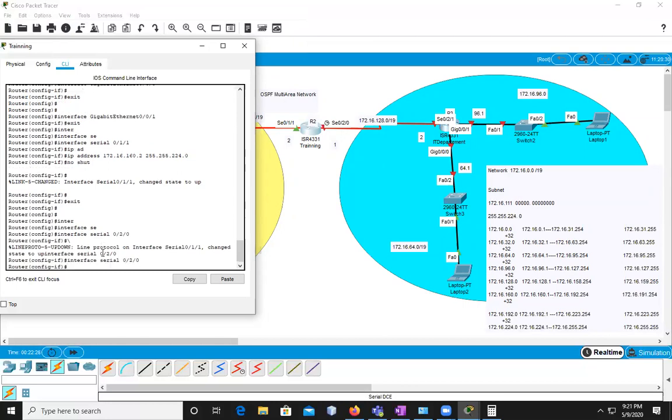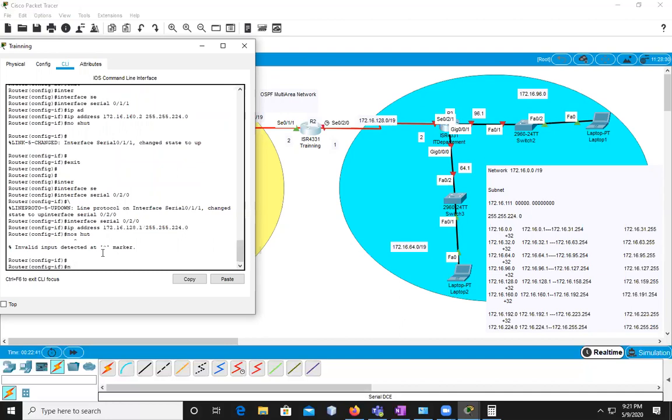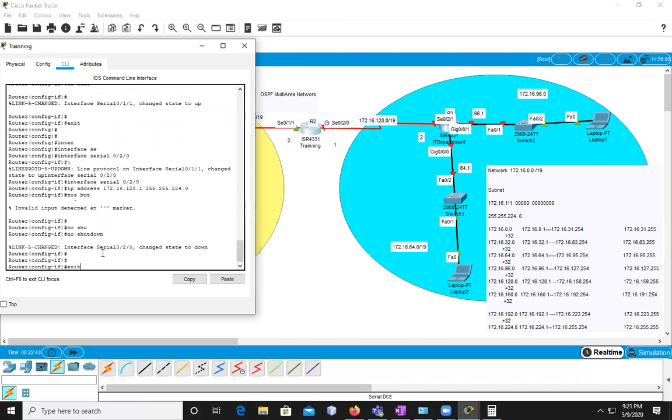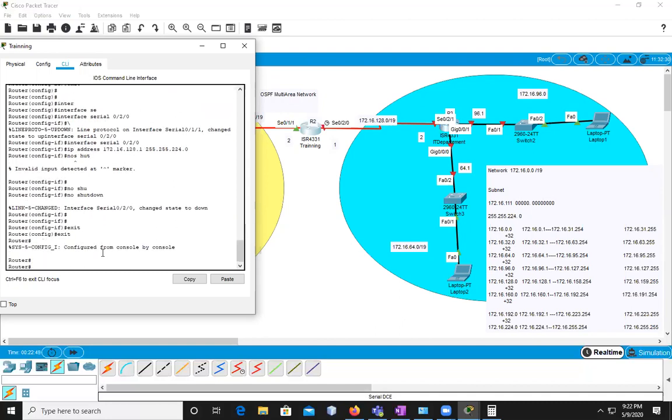Interface 0/2/0. Then the IP address for that is 128, right? So 128.1 on this side, right? Yes. Then no shutdown, it will just wake up the interface. Then exit. We are done with this.